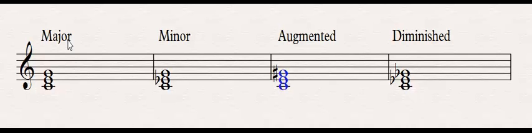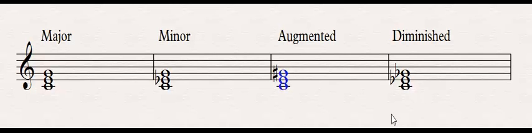Just to go through it one more time, a major triad has a major third and a minor third on top. The minor triad has the minor third at the bottom and then the major third on top. Augmented has two major thirds, and diminished has two minor thirds.